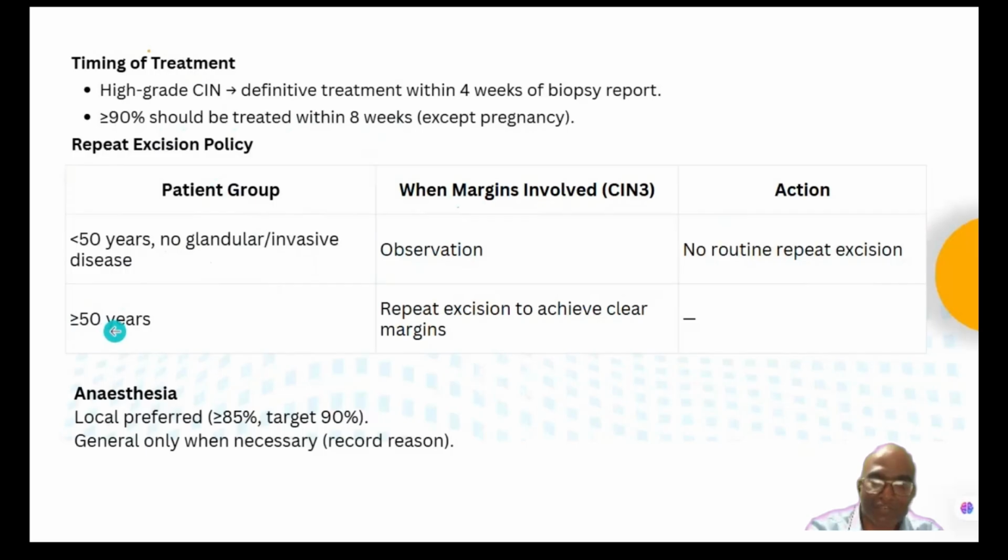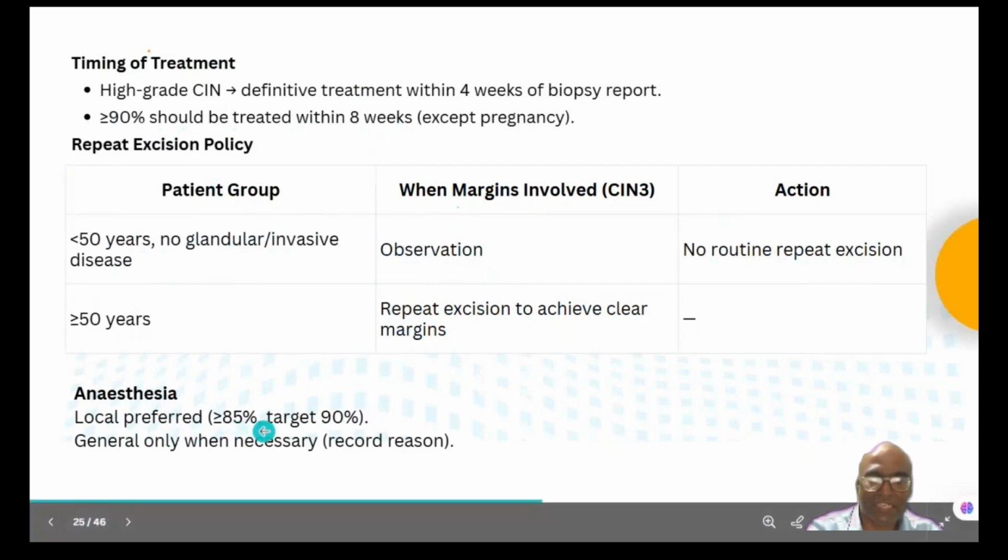But if she is more than 50 years, or there is a glandular abnormality, then the repeat excision is required. If she is more than 50 years, repeat excision is required. If she is less than 50 years, then observation is sufficient. Anesthesia will be local anesthesia in more than 85% and the target is 90%. General anesthesia will be given only when necessary.